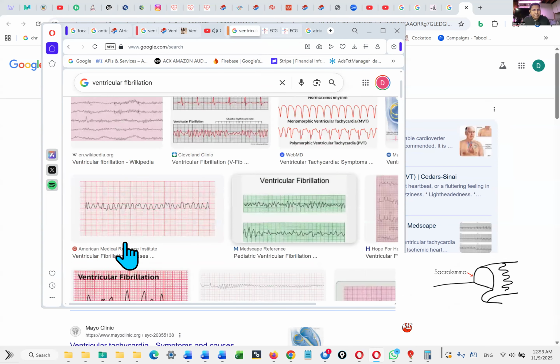See, this is ventricular fibrillation. You cannot identify any activity. You cannot identify any ventricle. Can you see any P waves? No. Can you see any QRS complexes? No. Whereas with atrial fibrillation, you can see the QRS complexes clearly. Only the atrial activity is missing.